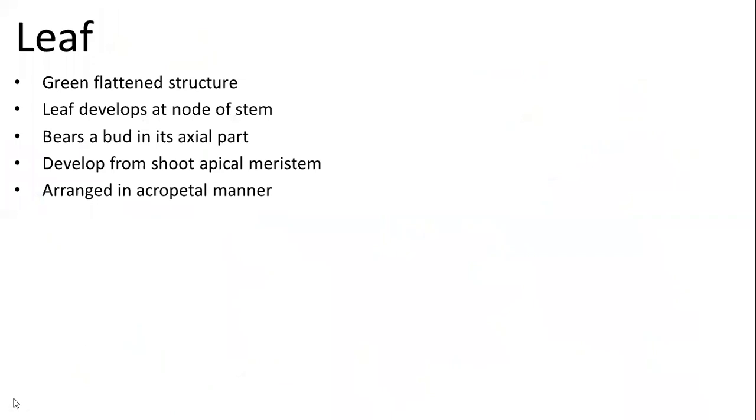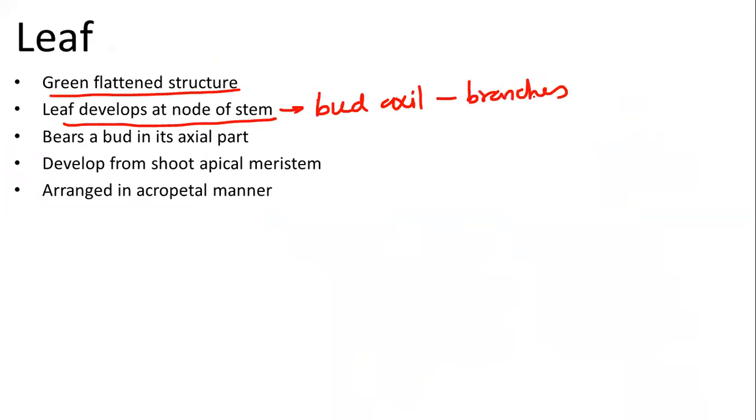The next one is leaf. When we talk about leaf, first of all, it is a green flattened structure, a very important point. This leaf develops at the node of the stem, and it starts growing a bud in its axil. Later this will develop into branches. It develops from the shoot apical meristem.